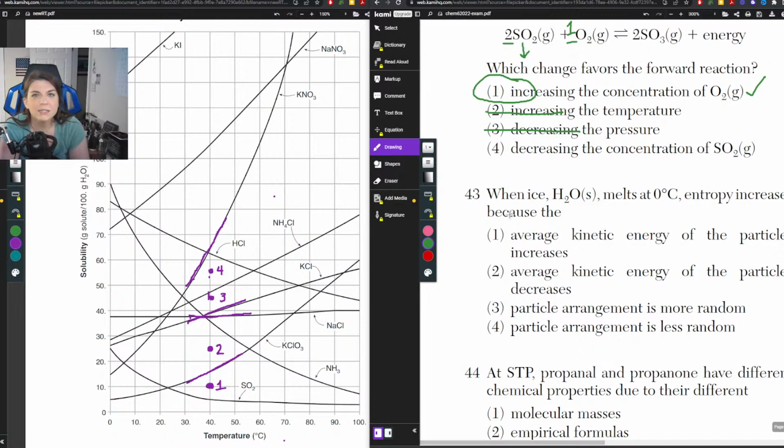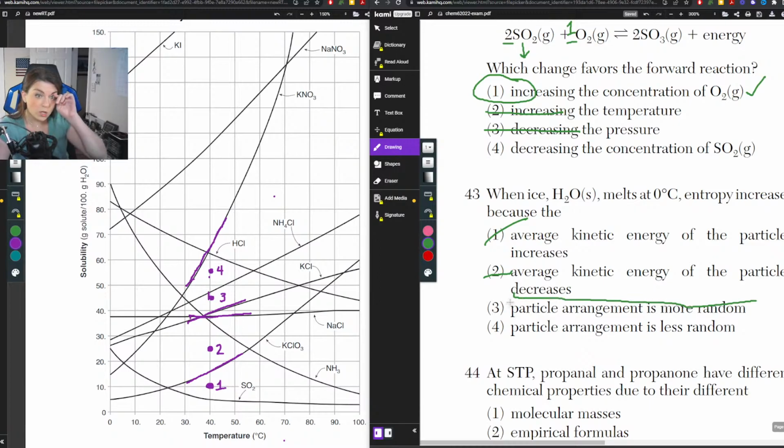But as ice is melting, the temperature is not changing. So this in other circumstances would be true: if you increase the temperature, entropy will increase, but we're not actually increasing the temperature, and we're not decreasing it either. It's in the process of melting, so the temperature is remaining the same. Particles are going to become more random. That is the correct answer.